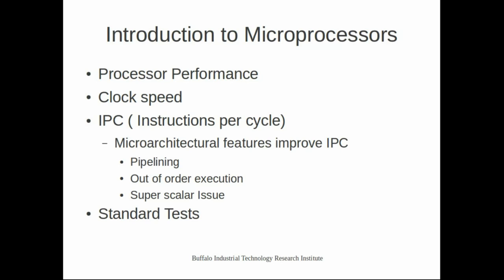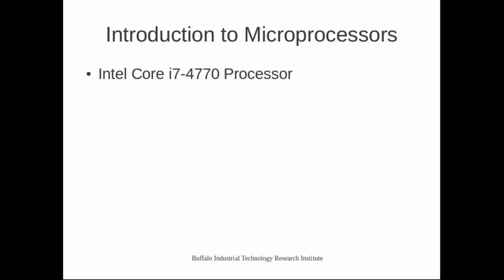There are some standard tests available which also could give an indication of a processor's performance. Let us take a look at the specification of a processor. We will take Intel's Core i7-4770 processor as an example. This processor has 4 cores and it supports hyper-threading. It can run 2 threads in each of its cores. So the total number of threads it can run is 8.